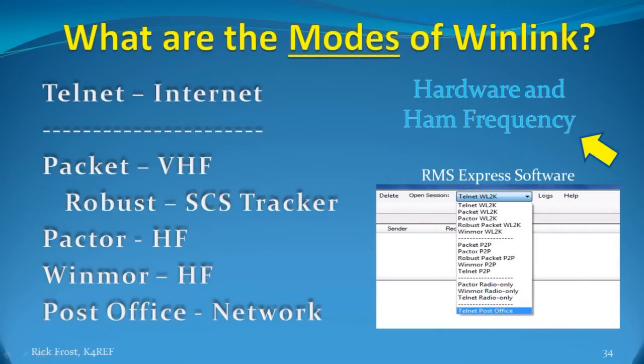Well, now that we've looked at the 2 types of email messages and the typical pathways that those messages take through the Winlink system, let's look at the modes that are used to move that email. The modes of Winlink are based on the hardware being used and the group of radio frequencies that the messages travel on. The first unique one we want to look at is Telnet. When we say Telnet, what we're really talking about is using a network, or most commonly, the Internet.